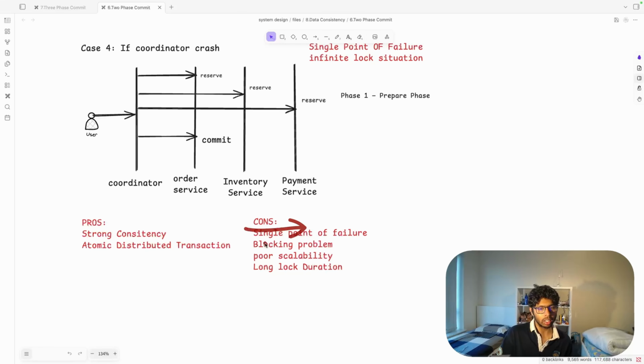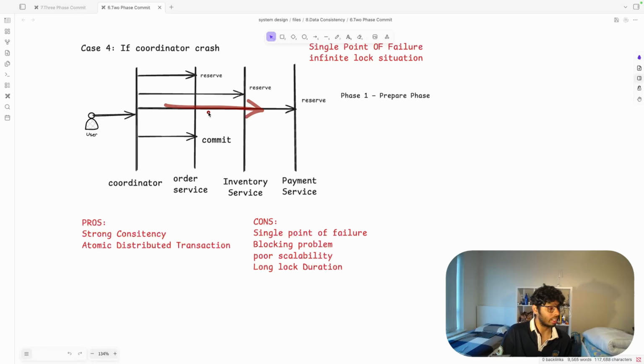Okay, so the cons are going to be the single point of failure and the blocking problem. The thing is that these three transactions are going to be blocked until we are done with all these three things. So like 6 statements, 6 rows are going to be blocked. Okay, poor scalability. Think of it that there are going to be only three services.